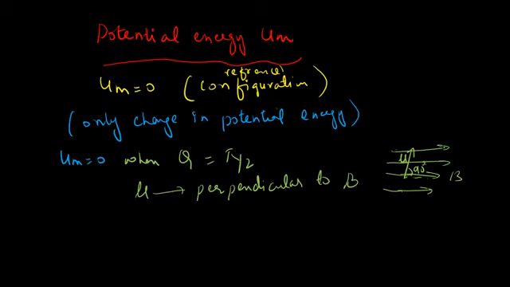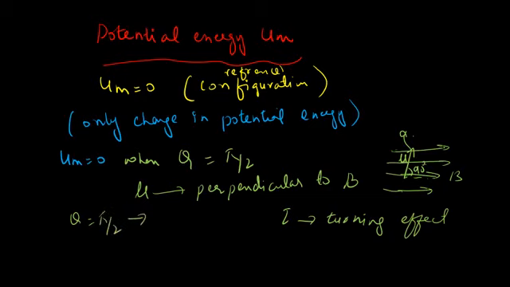So at any other orientation of mu, as the magnetic field acts on mu, you know that torque acts on the magnetic moment, and the magnetic moment tries to align itself along the magnetic field. So in the reference configuration, if theta is equal to pi by 2, U_m will be equal to 0. At any other orientation, it is equal to the external work done to rotate the dipole from theta equal to pi by 2 to any other configuration theta. Torque means turning effect.